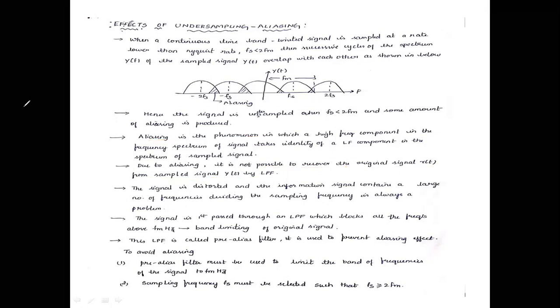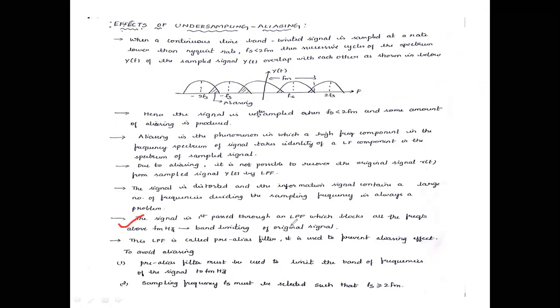And coming to this one, the signal is distorted and the information signal contains a large number of frequencies. Dividing the sampling frequency is always a problem. See, this distortion occurs after using the low pass filter. It looks like this. The spectrum looks like this. There is a distortion here because of overlapping. The distortion occurs, but it is not possible to recover the original signal. The signal is distorted and the information signal contains a large number of frequencies. Dividing the sampling frequency is always a problem. Next point you can see here.